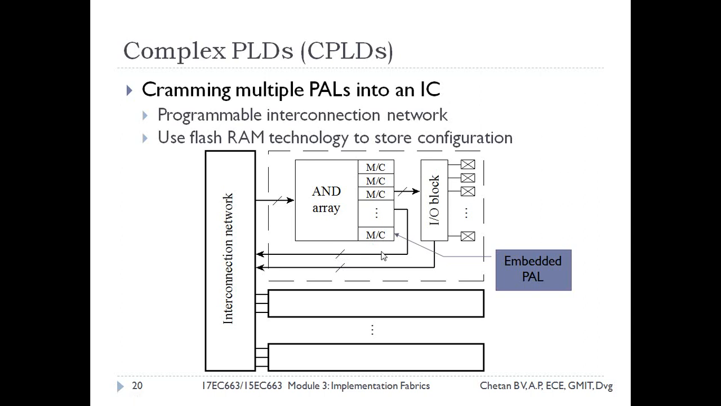Nowadays these complex programmable logic devices make use of flash memory to store the configuration bits. Once the power is turned on, the configuration bits from the flash are transferred to the RAM parts which hold the configuration bits. Through these configuration bits we can configure the multiplexers of the macro cell, and also we can configure the AND gate array, and also we can program the IO block.